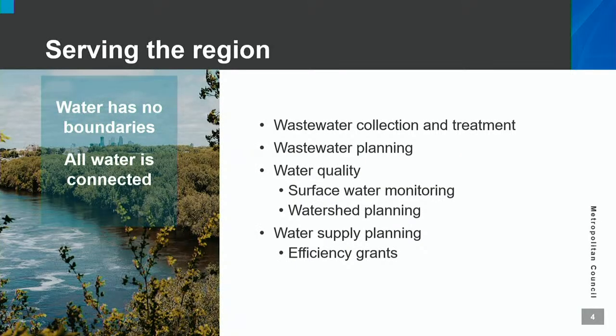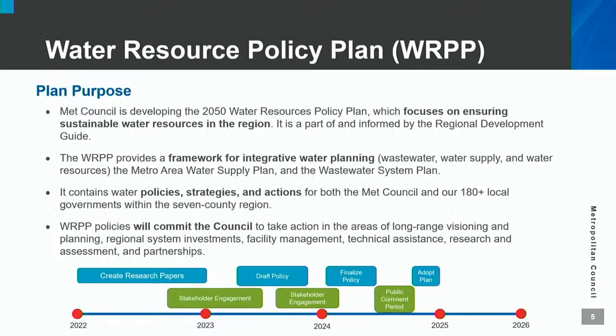So again, just to be a little bit more specific on how we serve the region, we operate wastewater collection and treatment services for the region. We do wastewater planning. We have water quality, which is water surface monitoring and watershed planning, so we have that role. And then lastly, we have water supply planning, and we also operate through that role efficiency grants in which we help communities think about conservation and efficiencies so that we're not using our potable waters as intensely. So we're trying to think about being a little bit more wise with how we use our waters.